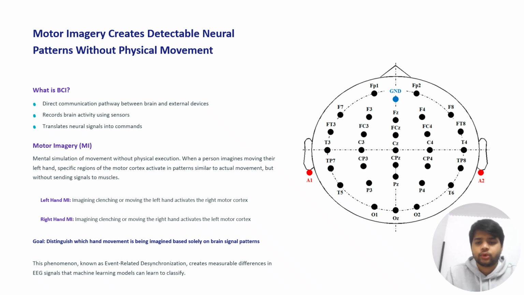And what is actually motor imagery? It means the mental simulation of a movement without actually doing the movement by moving your arm or leg or any other limb. Left hand motor imagery means the subject is thinking about moving their left arm, and right hand motor imagery means the subject is thinking about moving their right arm, and the goal is to distinguish which hand movement the subject thought of whenever the model starts predicting.